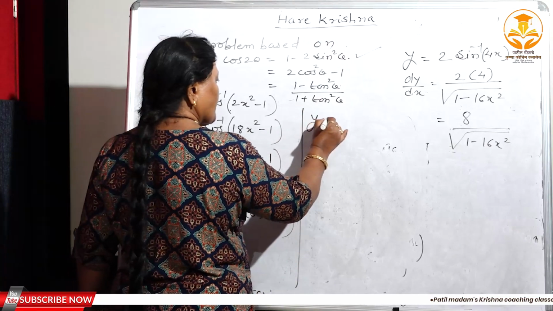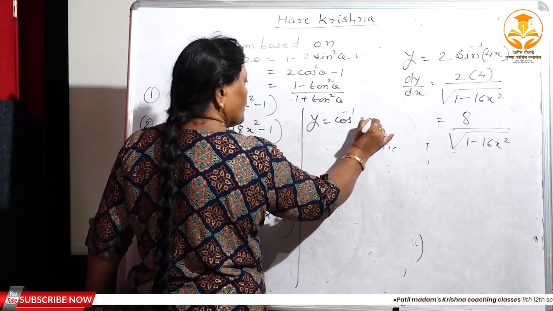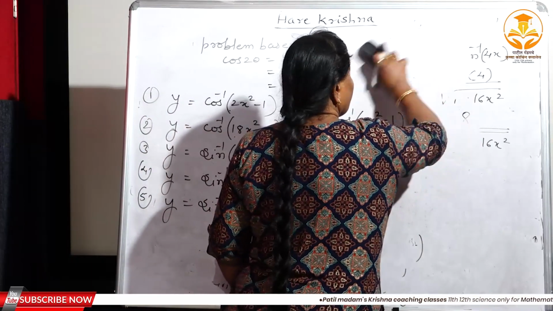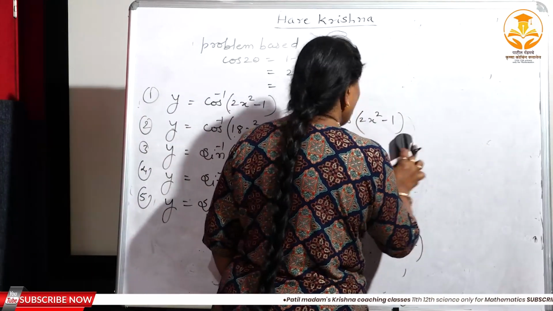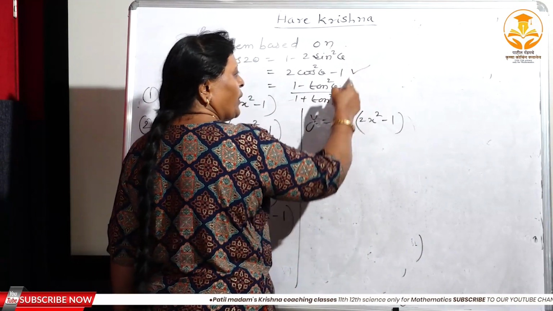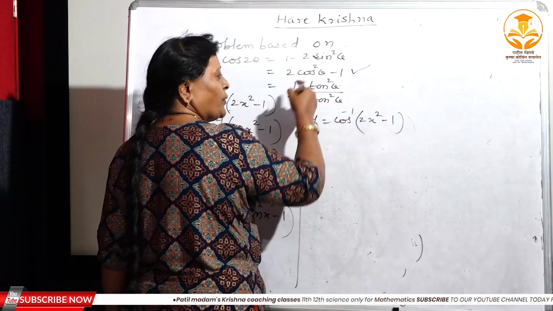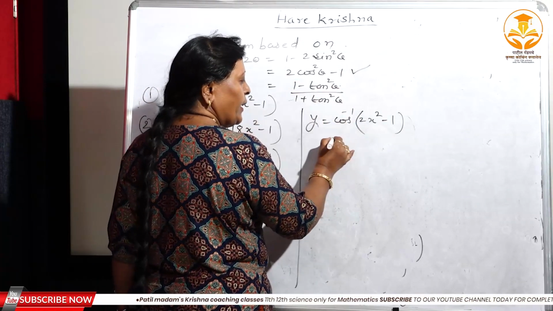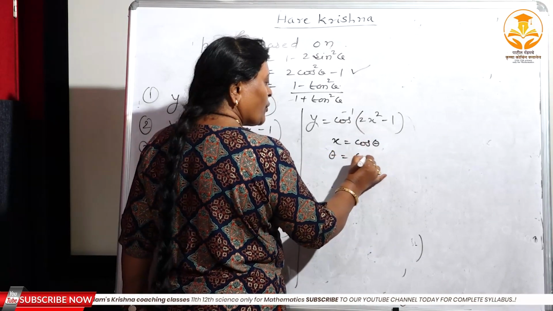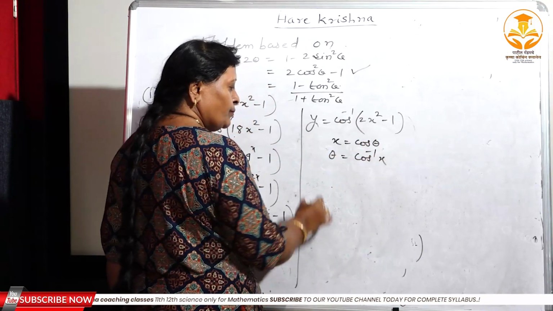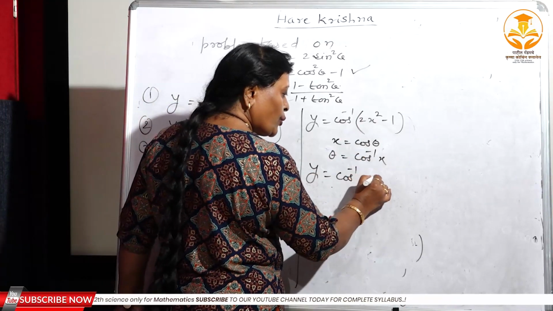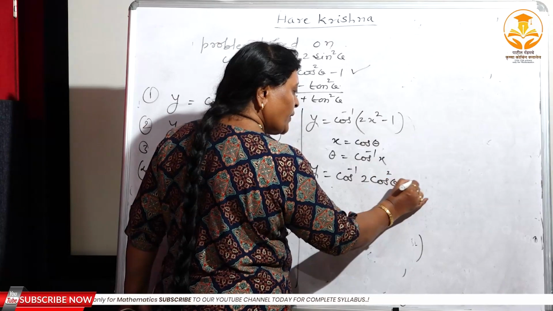Now again, as usual, I will take the first one. Say y is equal to cos inverse of 2x square minus 1. Again, what can you substitute? All of you know what you can substitute, because we want the second formula. The problem is based upon the second formula. Obviously, x is equal to cos theta. Therefore, theta is equal to cos inverse of x.